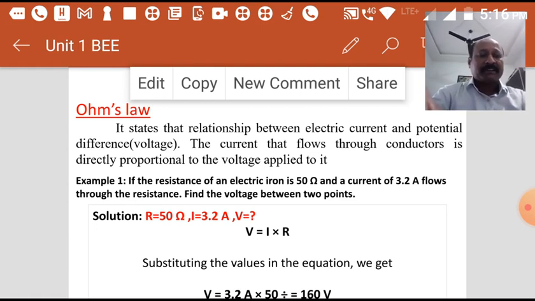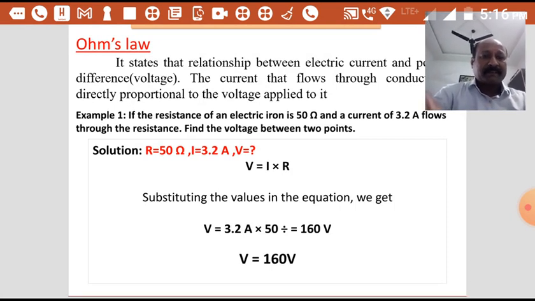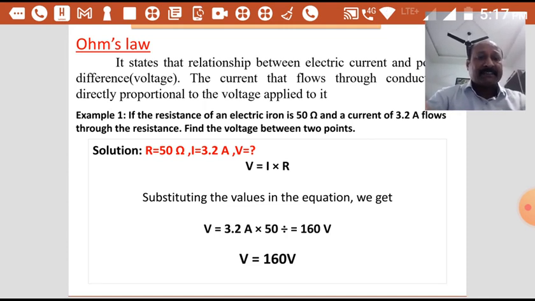So as per Ohm's law, V equals IR. Substituting all these values in the equation, we get V equals 3.2 multiplied by 50, which equals 160 volt. So what is the voltage across the electric iron? That is 160 volt. If the voltage across the electric iron equals 160 volt and the resistance remains under the same physical condition, under that condition Ohm's law will be followed.